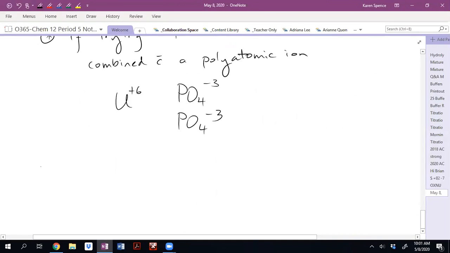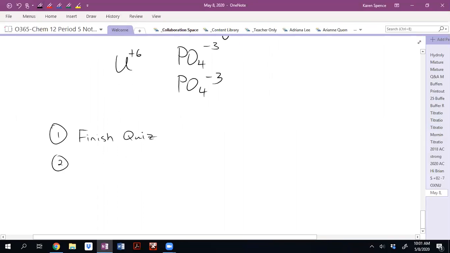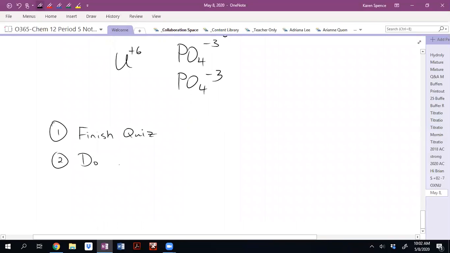Okay, this week's assignment is going to be, if you haven't finished the quiz, finish the quiz. Number 2, you are going to do the oxidation number worksheet. There's a whole ton of questions on there. We're going to spread them out so that you get practice over time, which is the best way of remembering things. So you're going to do just numbers 1 through 13.